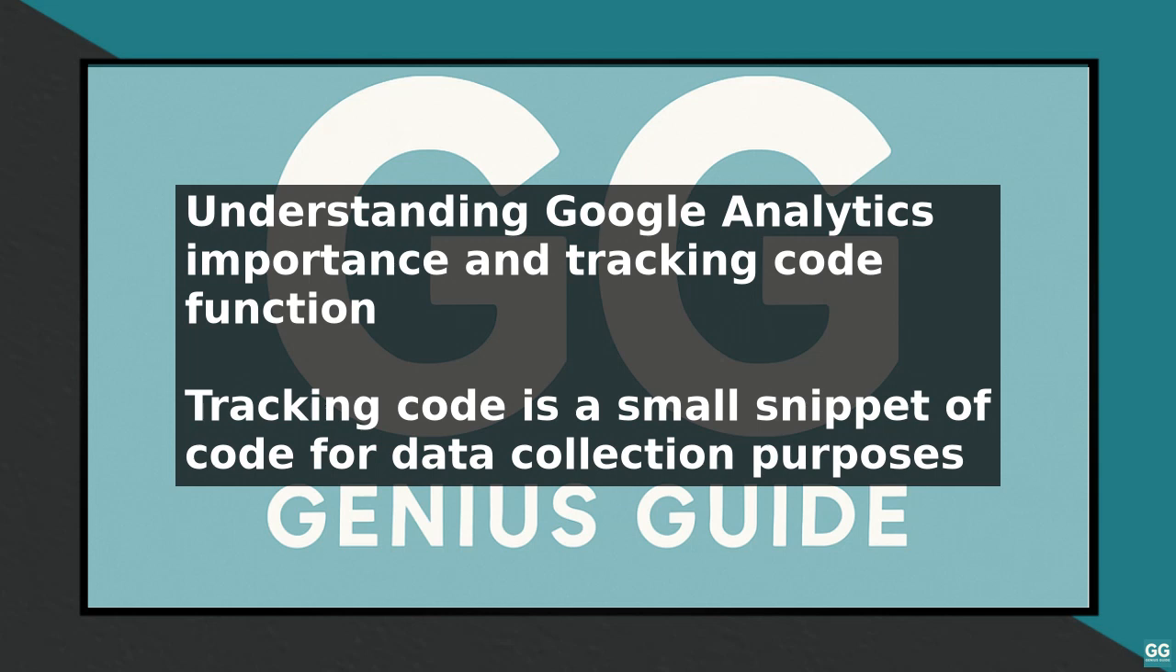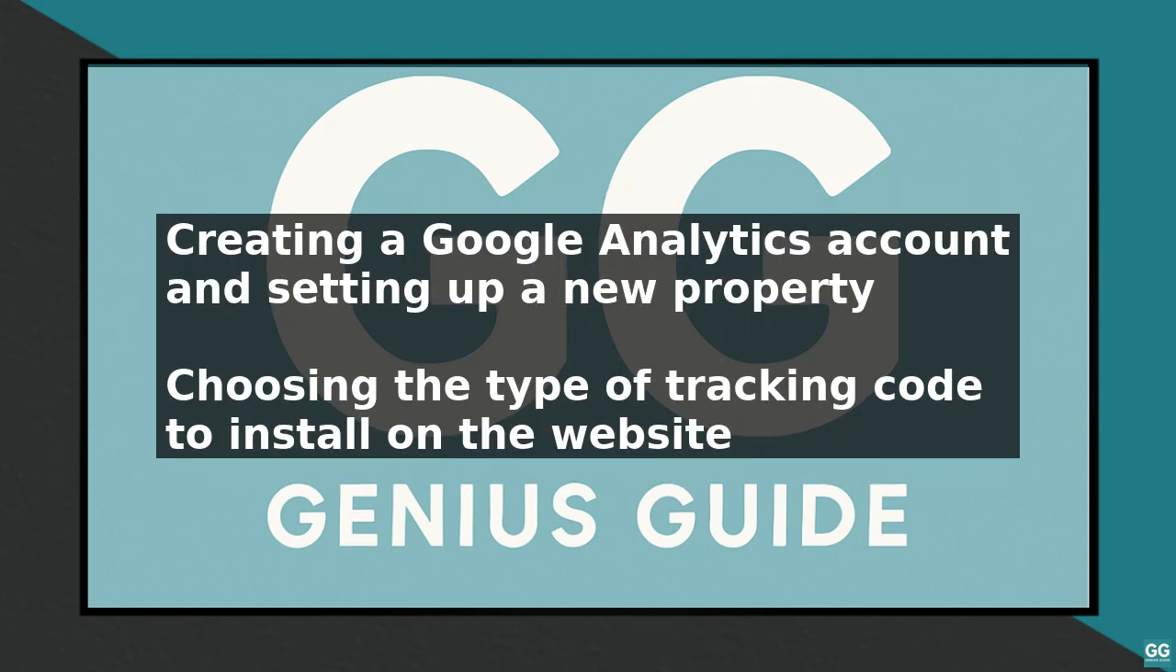First, it is essential to understand the importance of Google Analytics and its tracking code. Google Analytics is a powerful tool that helps website owners track and analyze user behavior, providing valuable insights into page views, bounce rates, and conversion rates. The tracking code is a small snippet of code that is placed on your website, allowing Google Analytics to collect data and provide accurate reports.